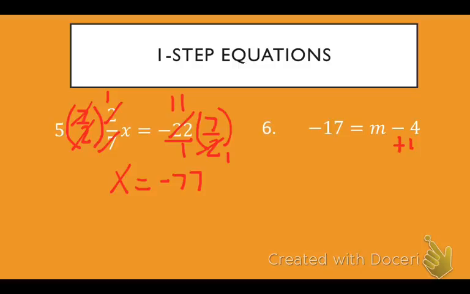Finally, in 6, just to illustrate when you have the variable on the right, it's fine, just keep it on the right. I have negative 17 plus 4 would be negative 13 equals m.